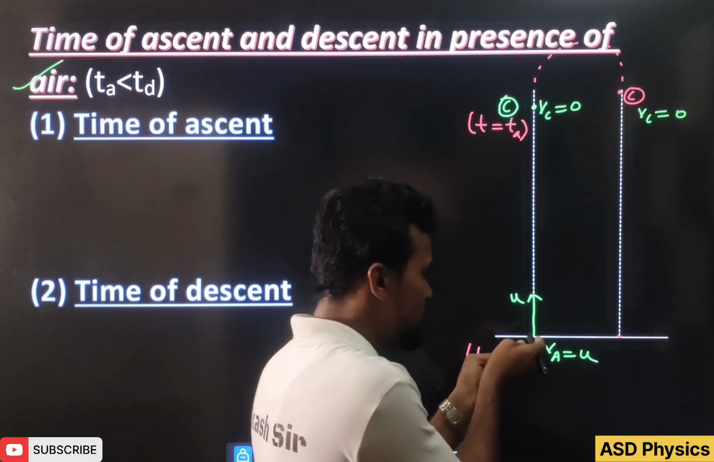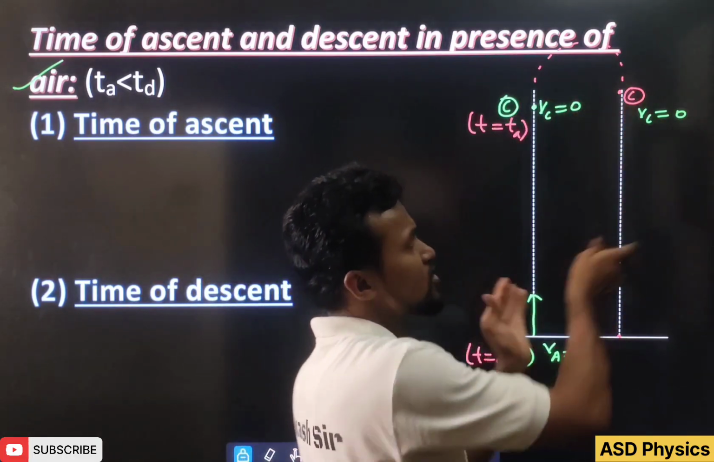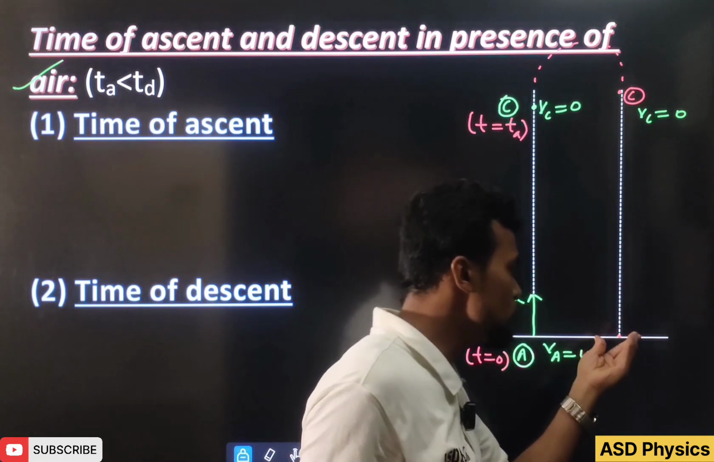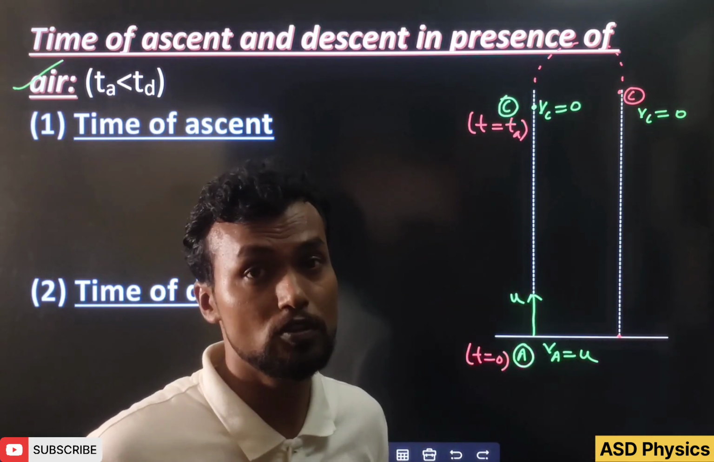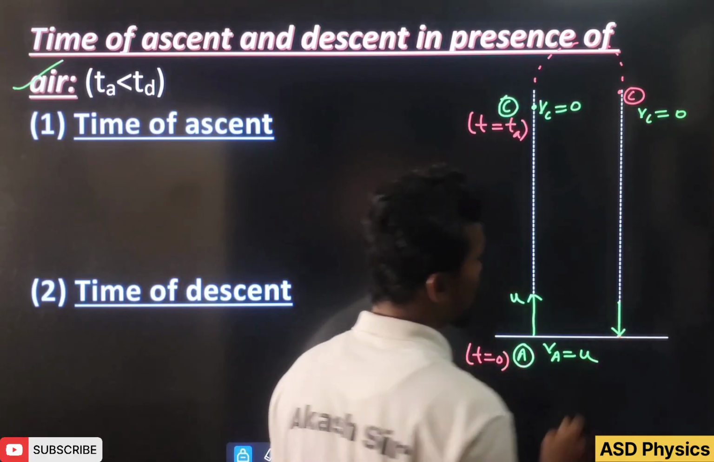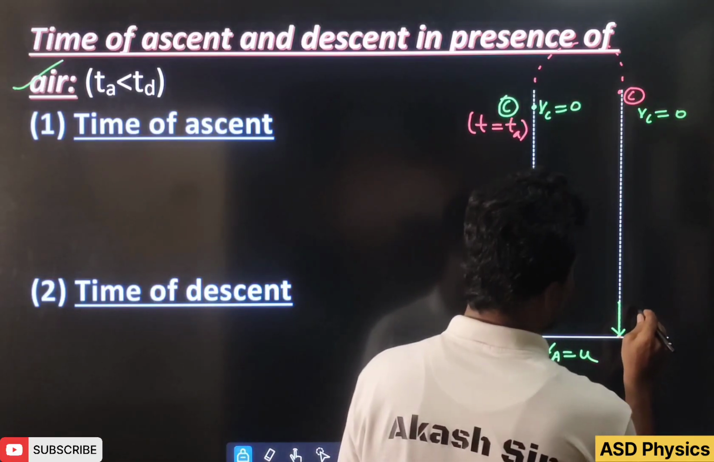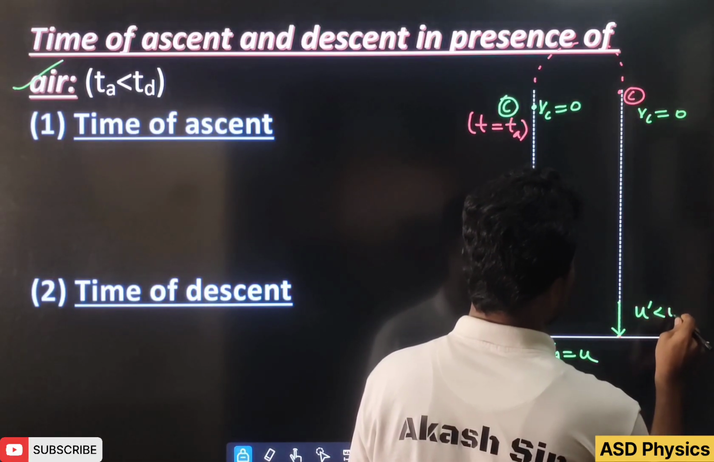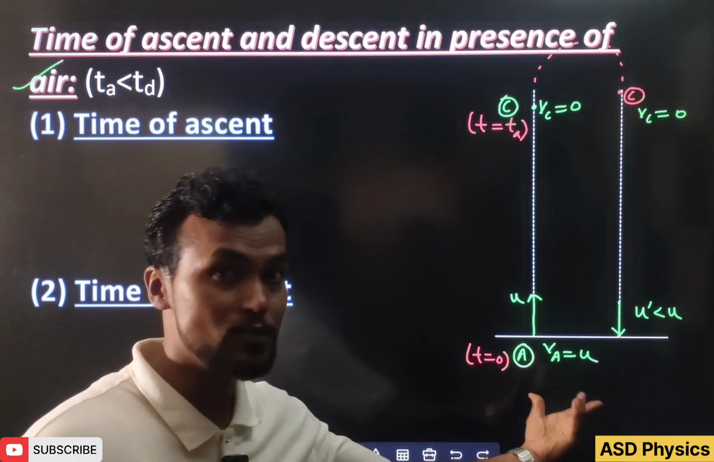Now because see, let's take for example, you throw with the kinetic energy 50 joule. Some energy has been lost here because of air resistance. So do you think here the energy will be 50 joule? No, here the energy will be less than 50 joule. So because of that, the speed will be lesser than the speed u. Okay, so I can write here this is the speed u dash, and this will be less than u. Remember that now by seeing the kinetic energy perspective very easily.